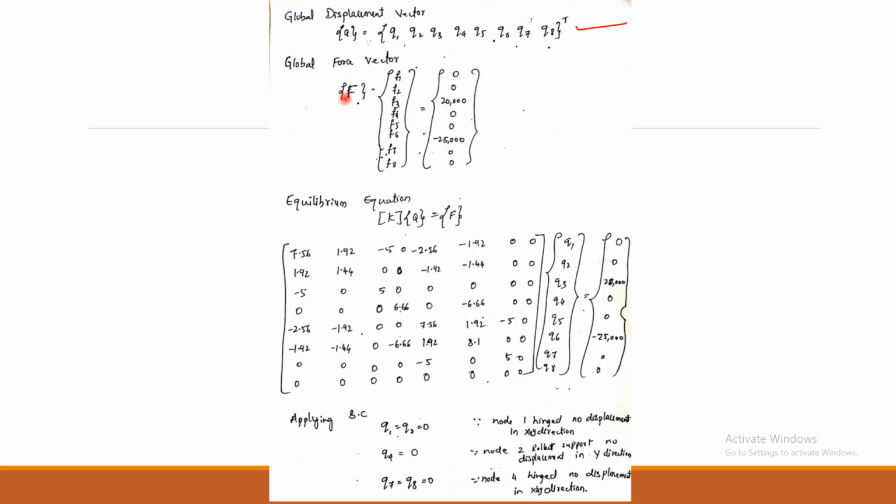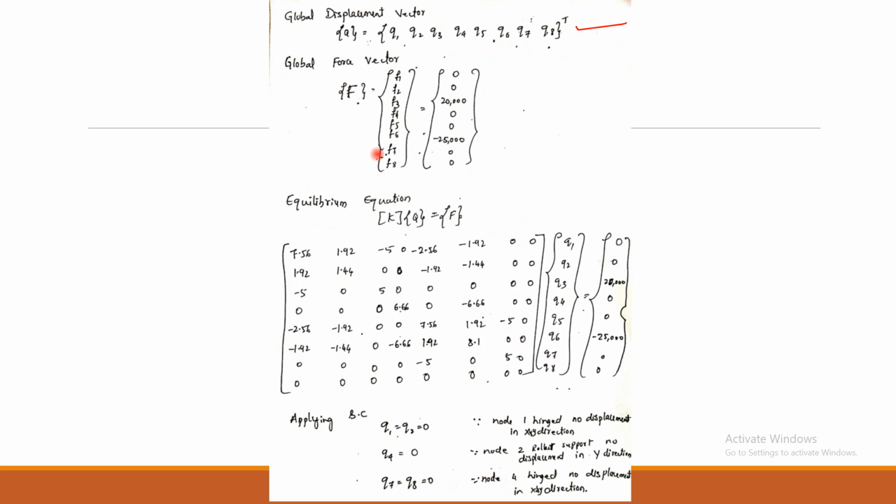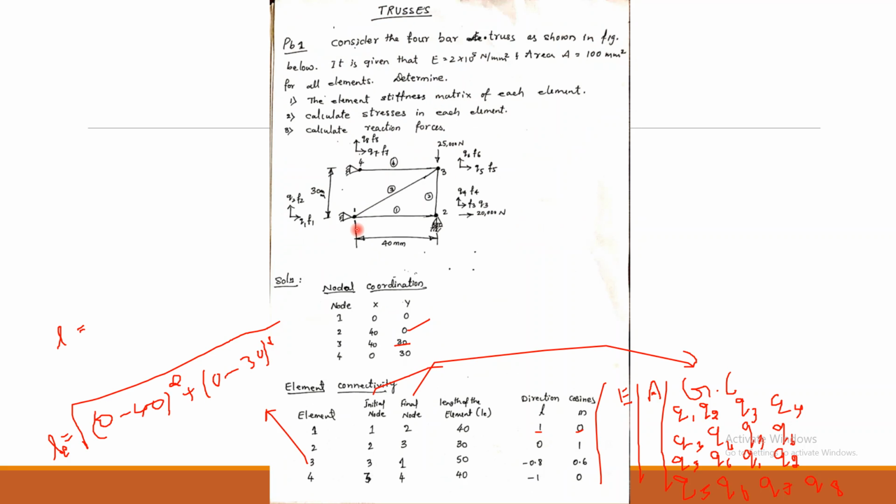Next, the global force vector. You will get this from the figure itself, the FEA model. It starts from F1 and ends at F8. Write down all those force values, and let us look into the external forces actually acting here. At node 1 we don't have any external forces, so F1 is 0, F2 is 0. At node 2 we have one force of magnitude 20,000 Newton, that is F3, along the direction of X.